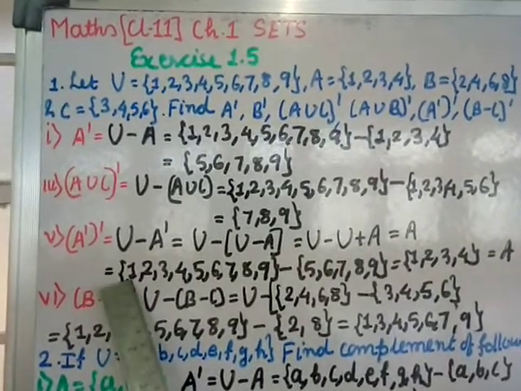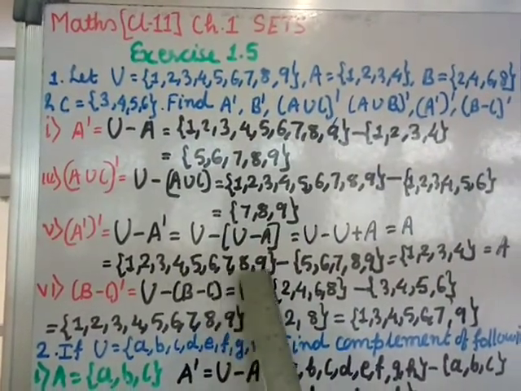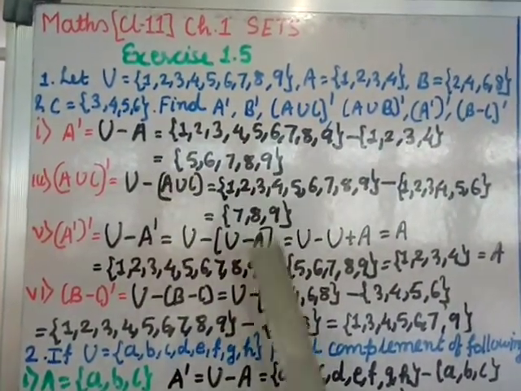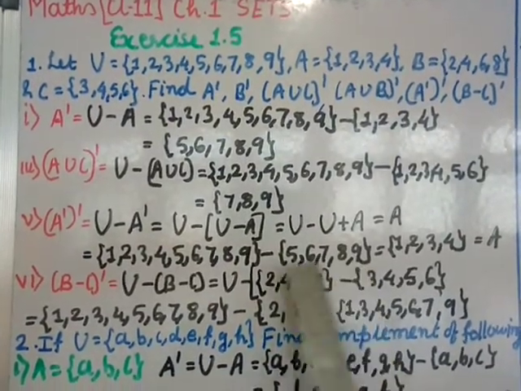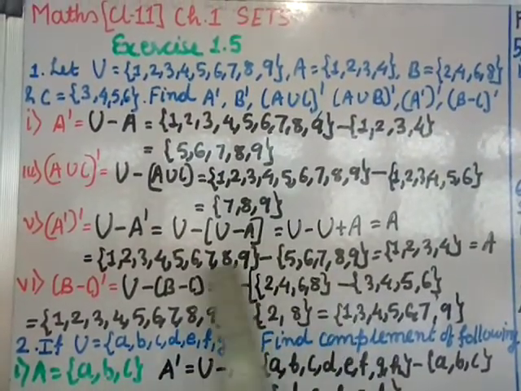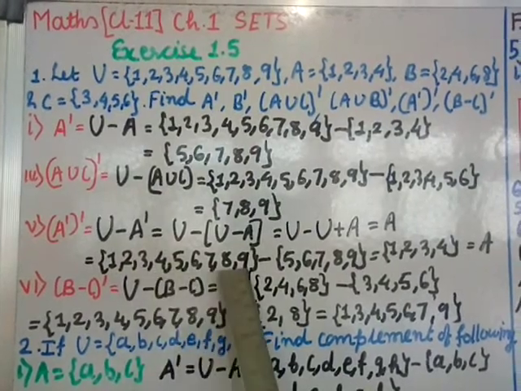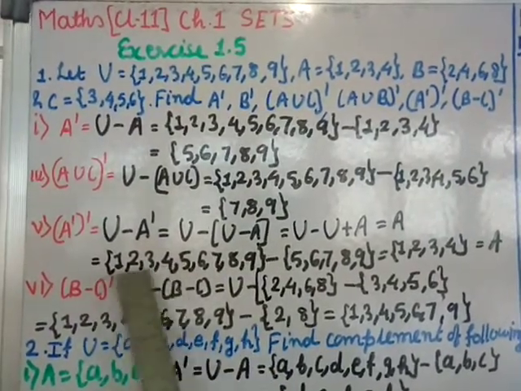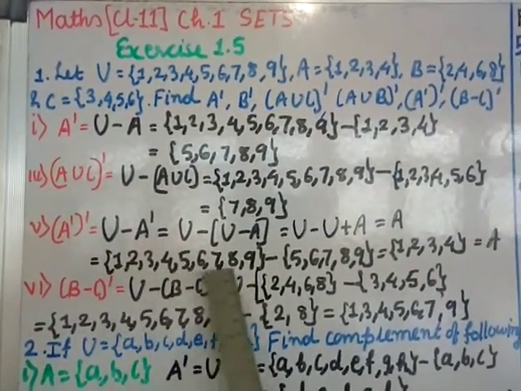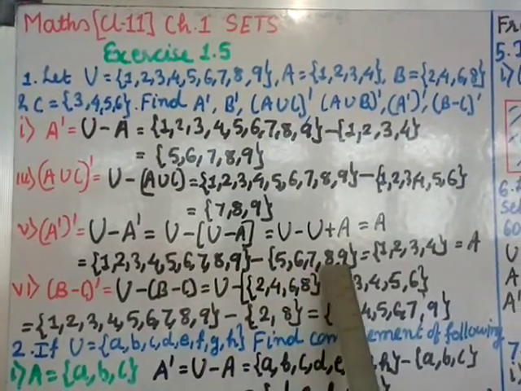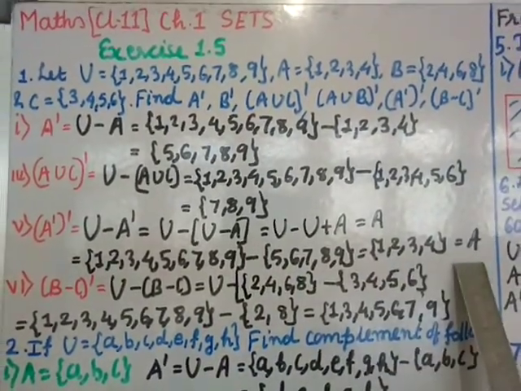So U is 1, 2, 3, 4, 5, 6, 7, 8, 9. A' we have found here, so I write 5, 6, 7, 8, 9. So you exclude these elements from U. These 5 to 9 you eliminate and you write only this one: 1, 2, 3, 4. This all you have to eliminate because it is already here. So that is nothing but your set A.